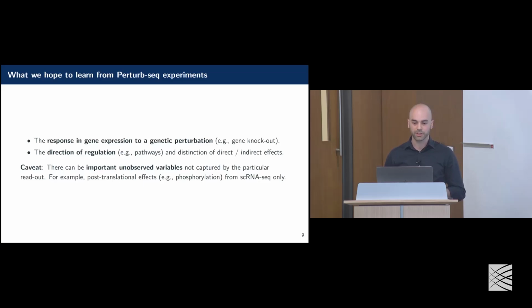What we hope to learn from those experiments is first, we can read this directly: what is the response in gene expression to a genetic perturbation? When I say directly, it's after cleaning the data, and that takes some time, but I'm not going to give a lot of comments on this part. For example, I knock out a certain gene and I see all of those genes going up or down, up-regulated, down-regulated. So we also get the direction, right?